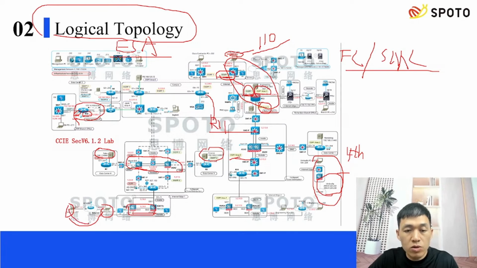So sales PC traffic will go through like this, and the finance traffic will go through like that. Okay, let's finish this content and move on.